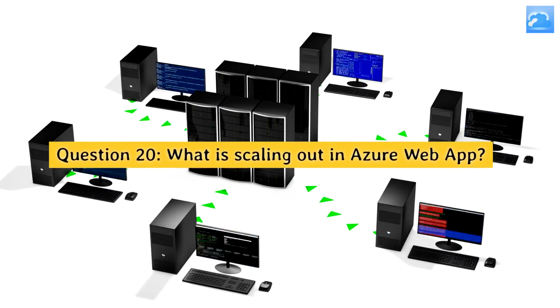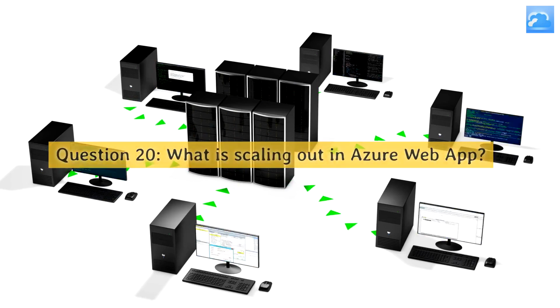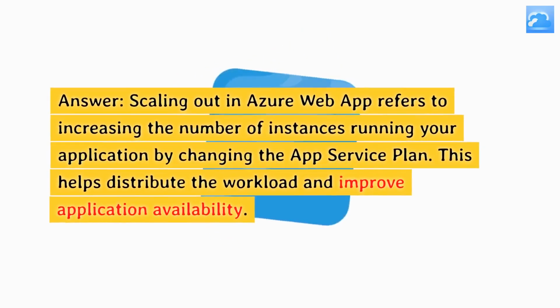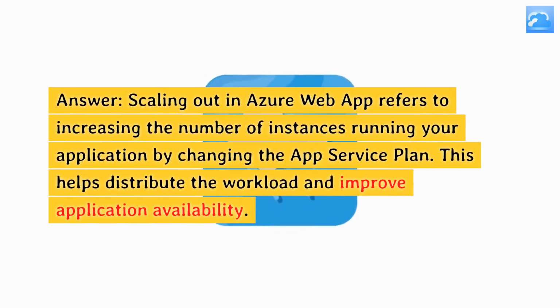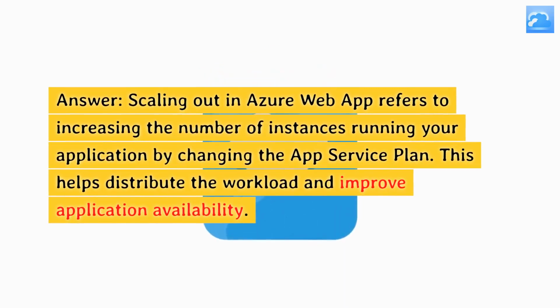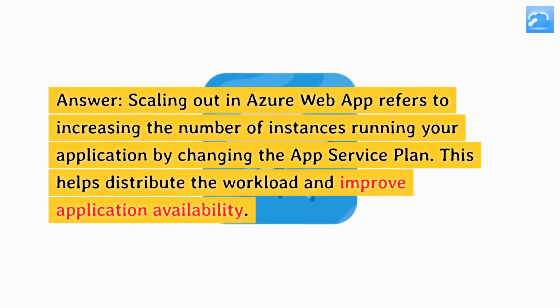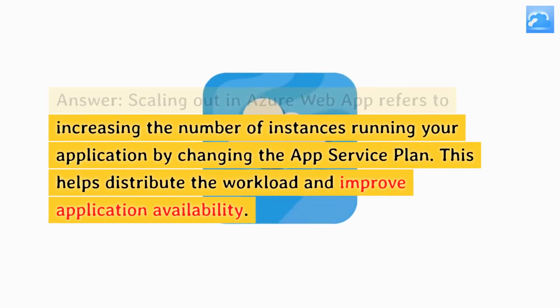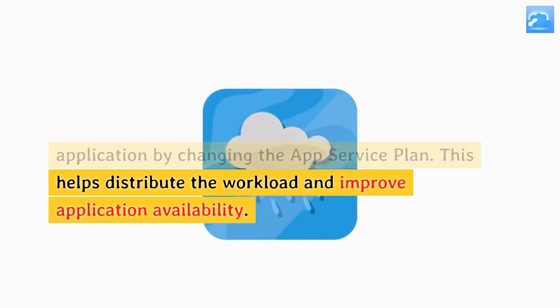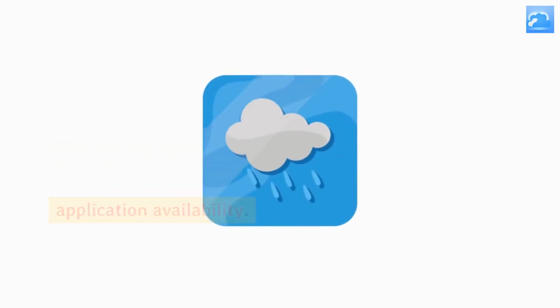Question 20. What is scaling out in Azure Web App? Answer. Scaling out in Azure Web App refers to increasing the number of instances running your application by changing the app service plan. This helps distribute the workload and improve application availability.